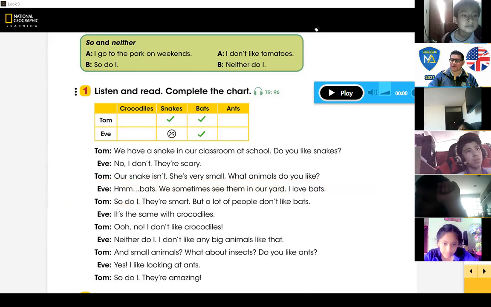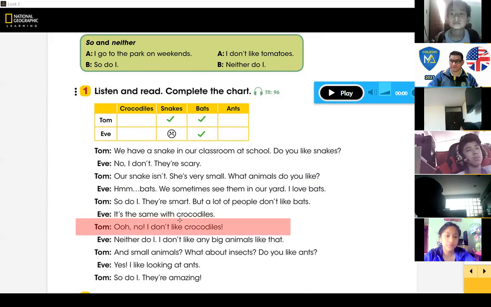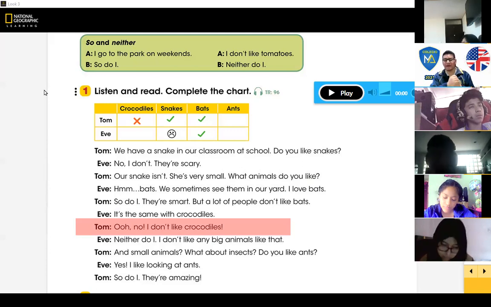What about crocodiles? Does Tom like crocodiles? Yes, he does, or no, he doesn't? No, he doesn't, because Tom here says, I don't like crocodiles. So let's go to Tom and crocodiles. And what about Eve?